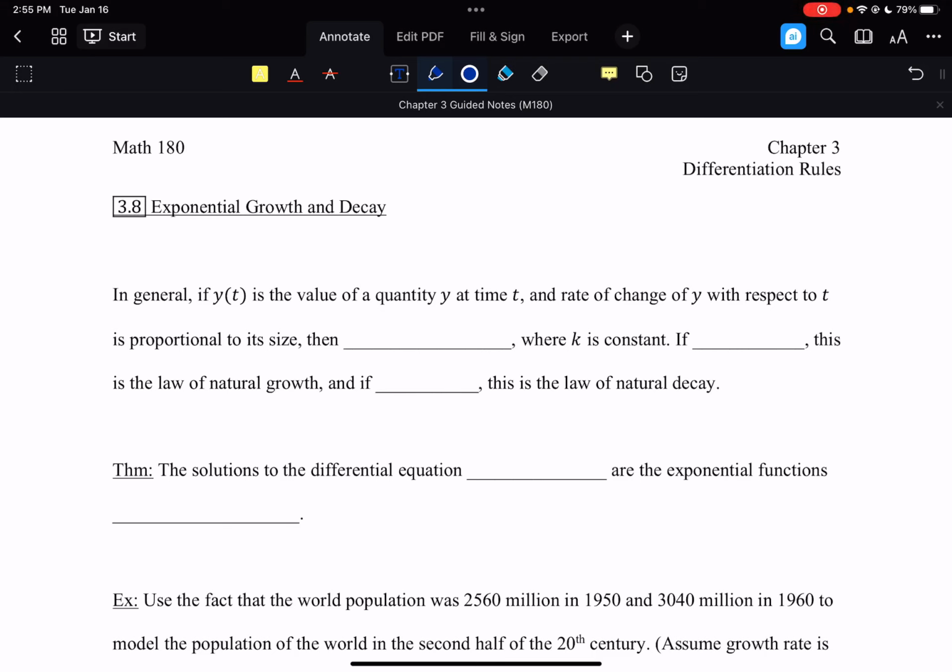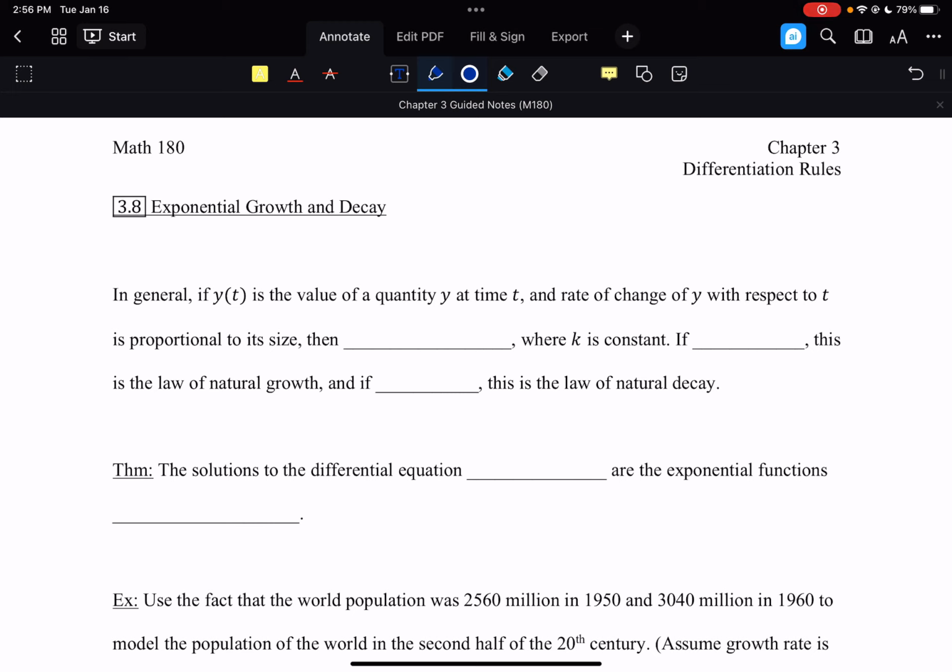Welcome to section 3.8, where we are discussing exponential growth and decay. This is a topic that you should have encountered in algebra, but we're going to be looking at it through the lens of calculus and see how the calculus background helps us better understand these algebraic topics.